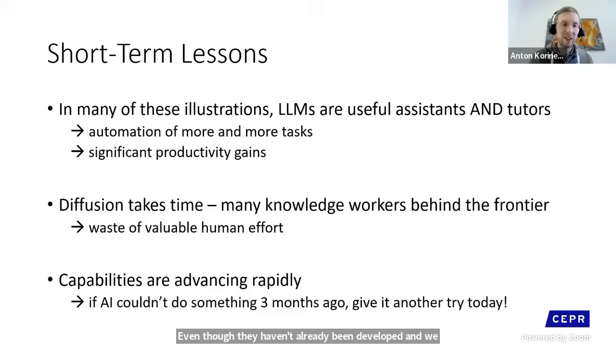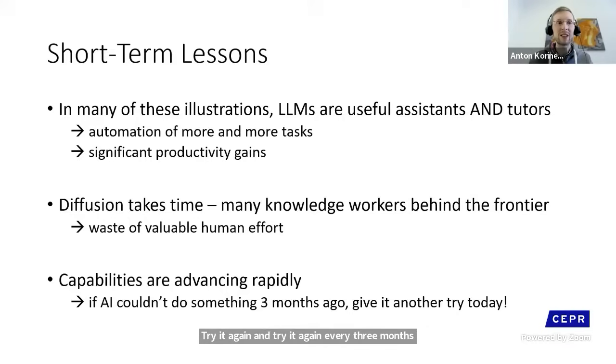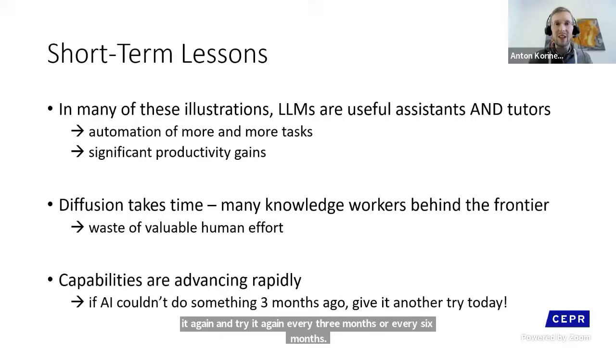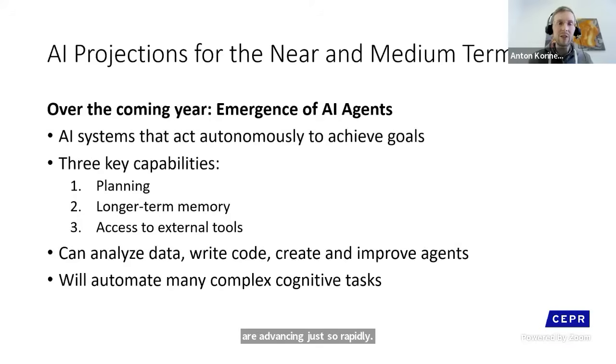And even if something that you tried out 3 months ago didn't work, try it again, and try it again every 3 months or every 6 months, because the capabilities of these AI systems are advancing just so rapidly. So in the medium term, over the coming year, a lot of people on the West Coast are predicting that we will have more and more AI agents, systems that can act autonomously to achieve goals.